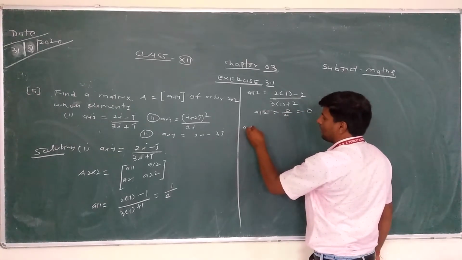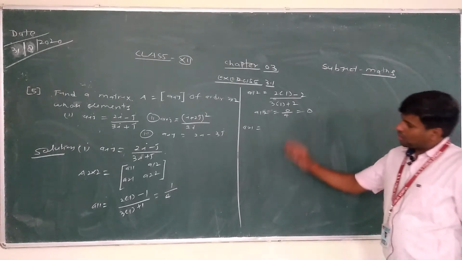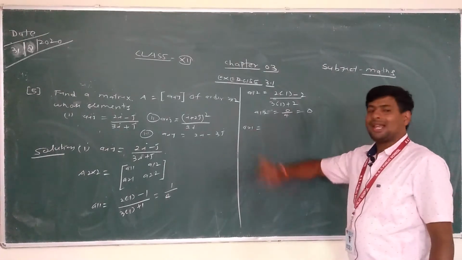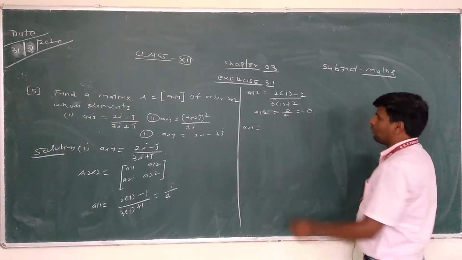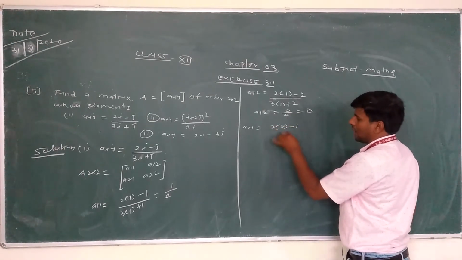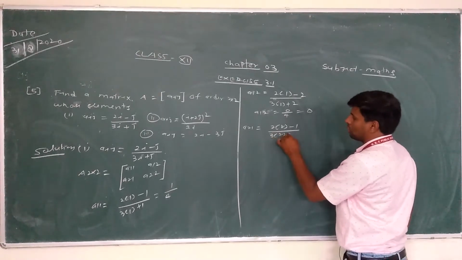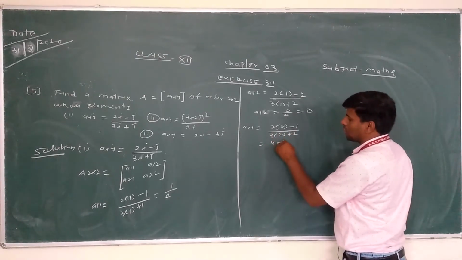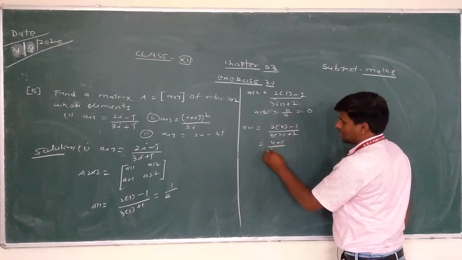By the same process we can find A21. What is the meaning of A21? i is 2 and j is 1. So we can write here 2 into 2 minus 1, over 3 into 2 plus 2. 2 times 2 is 4 minus 1, 3 times 2 is 6.